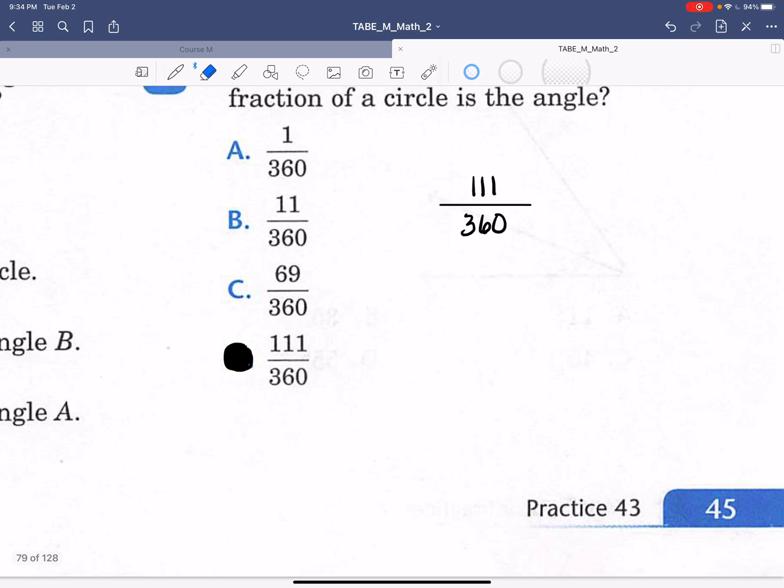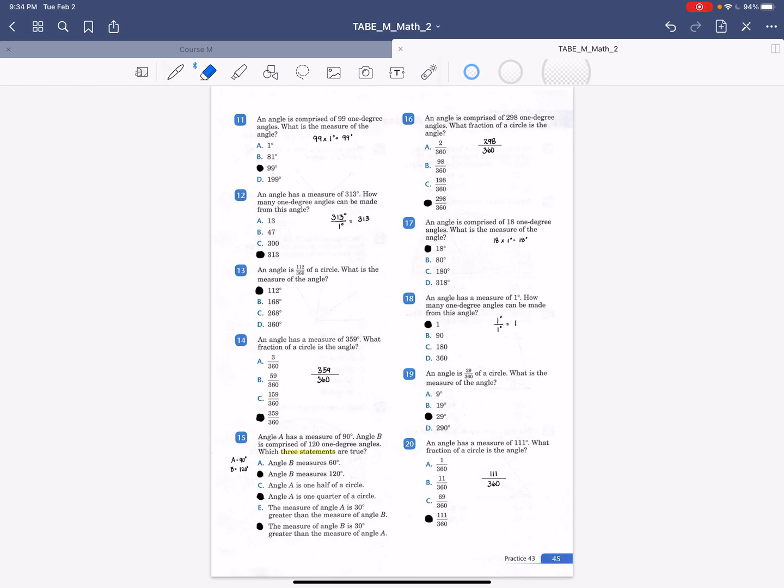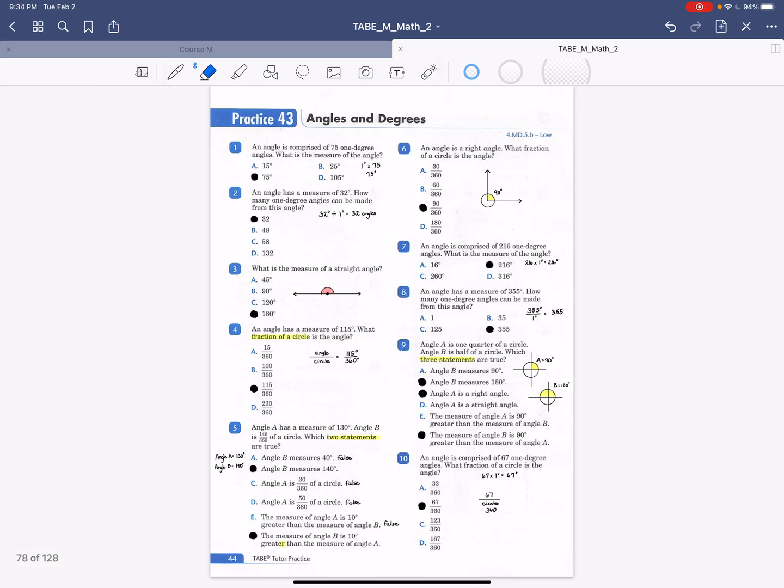And that brings us to the end of this practice. In the next video, I believe the next practice is a review. We are to the end of this chapter.